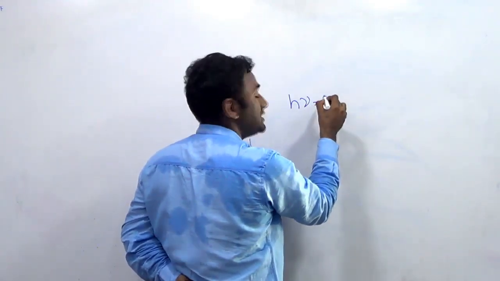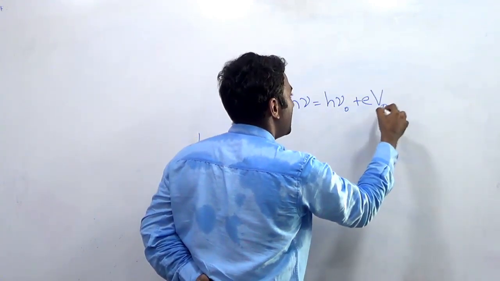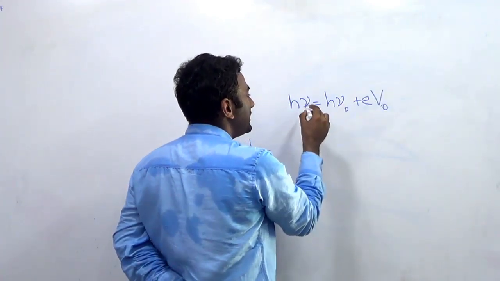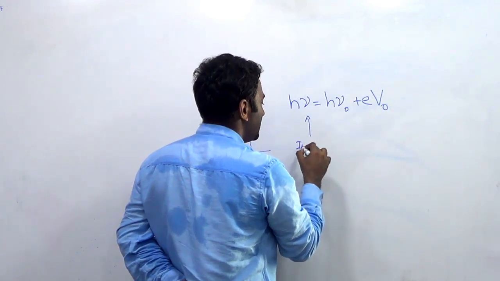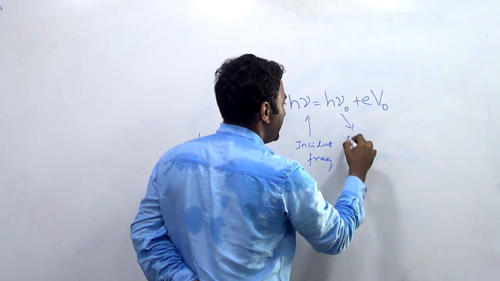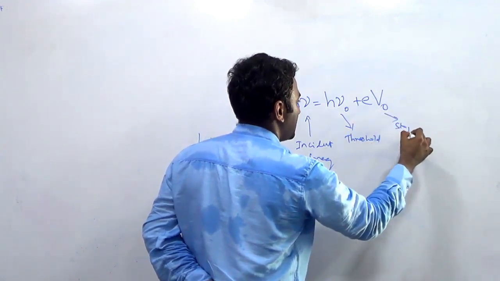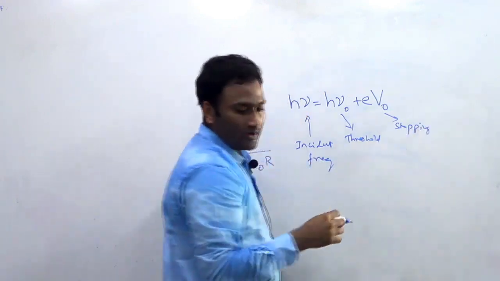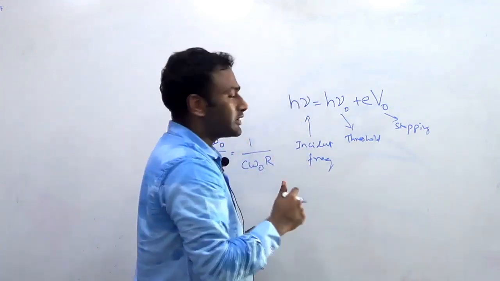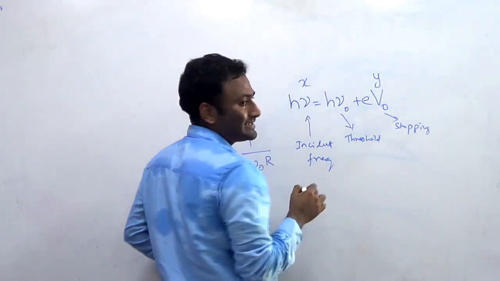So, h nu is equal to h nu naught plus e V naught, where V naught is the stopping potential, nu naught is the threshold frequency, and nu is the frequency of the incident wavelength. So, incident frequency, threshold frequency, stopping potential. Now, in this graph we have plotted stopping potential versus frequency.